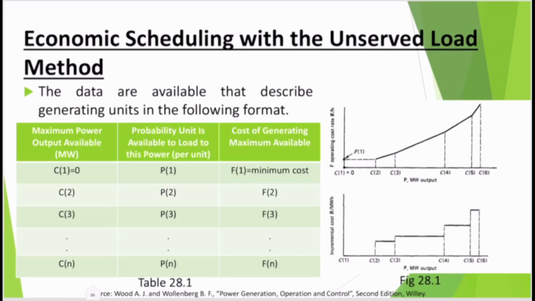Now from the diagram, as you could see, the operating cost, that is rupees per hour, has piecewise linear characteristics, and if you go for the incremental cost, that is, differentiated, you could see the characteristic becomes a step function. Alright, so this is megawatt versus incremental cost, and this is megawatt versus operating cost.